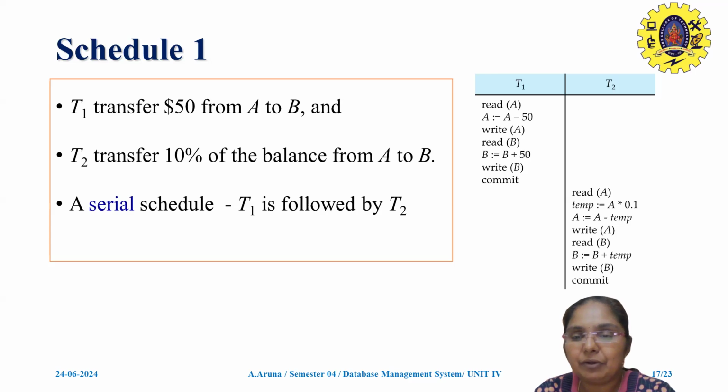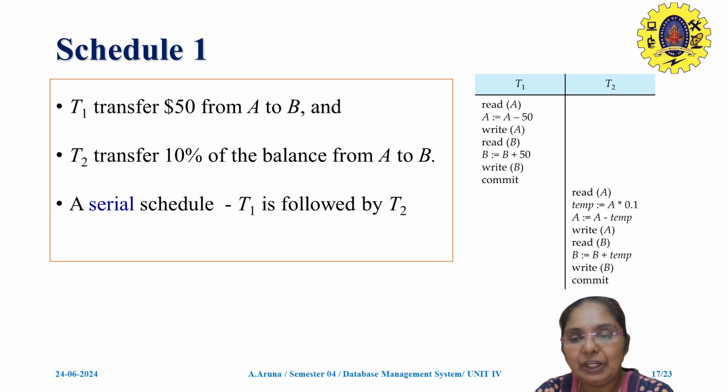This is what I'm going to represent over here. First we're going to read A. In A, we're going to debit the amount 50 rupees, and write A. Again, I'm going to read my B. The debited amount, I'm going to add it over here, and write the result to the data item. Finally, it is committed. If it encounters the commit, we know that transaction T1 is completed. Then we can move to transaction T2.